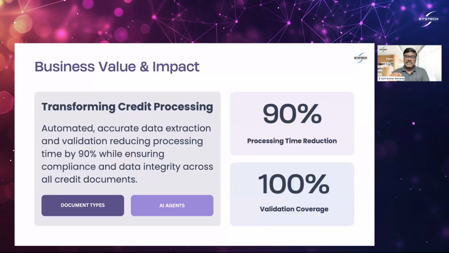So 90% of your time is reduced by using this automated framework that we have built on top of Snowflake Cortex AI. And we provide 100% validation coverage, so that your data is accurate and data integrity is maintained across all your credit documents.